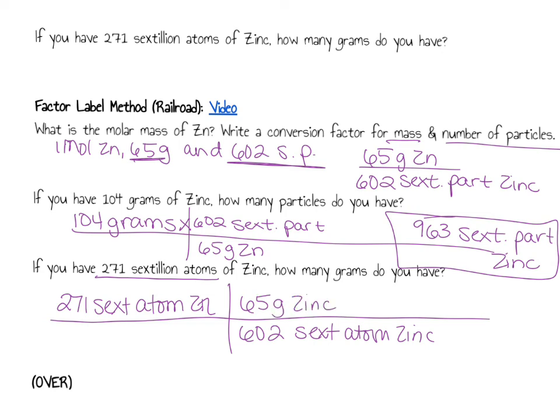So when we do this, we'll do 271 times 65, enter, divide by 602. Sextillion atoms cancels out, so we're only left with zinc in grams, and the answer should be 29.3 grams of zinc. So again, you're going to take the 271 here, multiply this whole top part out first, hit enter, and then divide by the 602.